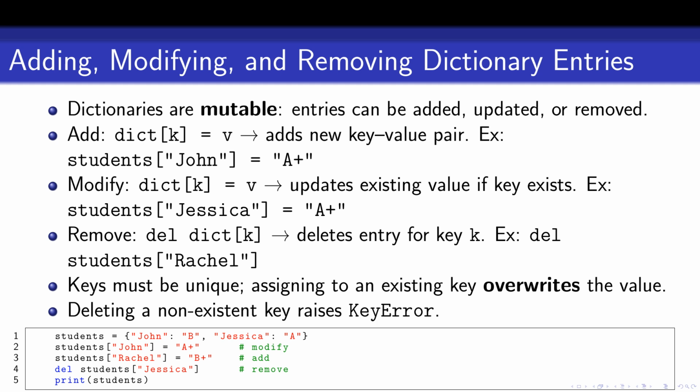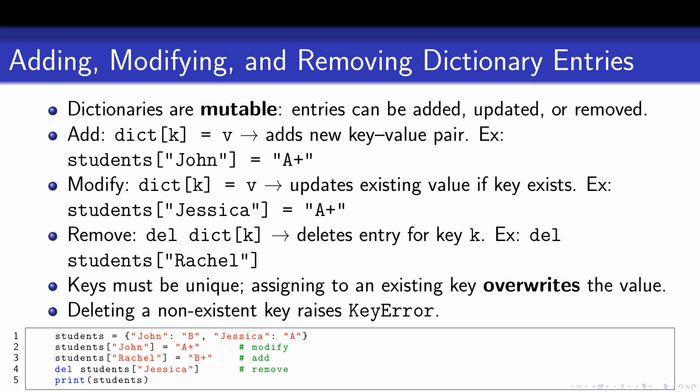Dictionaries are mutable, so their entries can be added, modified, or removed as needed. A new entry is created by assigning a value to a key in brackets. If the key already exists, the assignment updates the existing value instead of creating a new entry. To remove an entry, you use the del keyword with the key, but attempting to delete a non-existent key will raise an error. On the slide, the examples show how to add a student grade, update an existing one, and delete an entry. These features make dictionaries flexible and powerful for representing associations.